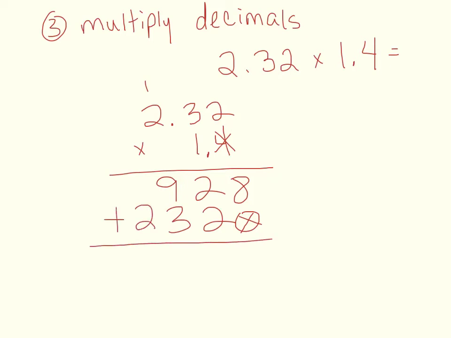Add those together. Notice there's no decimals in here at all. I've completely ignored them. That's what I want to do. Then I've got 8, 4, 9 plus 3 is 12, and 1 plus 2 is 3.